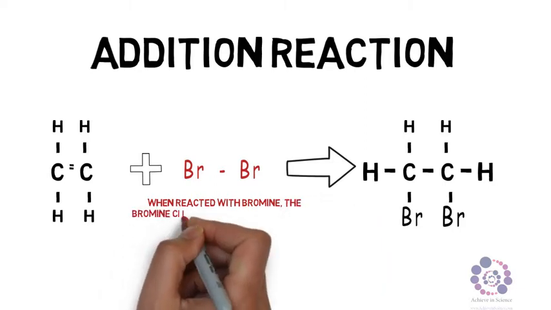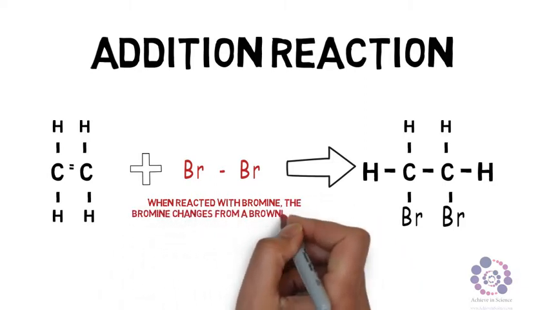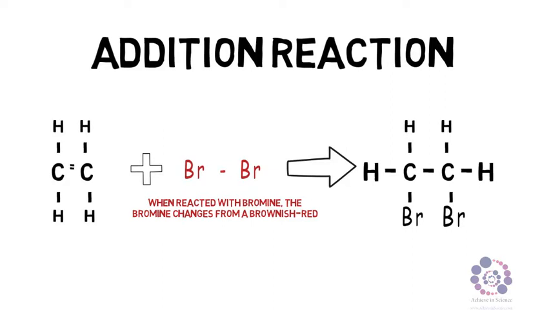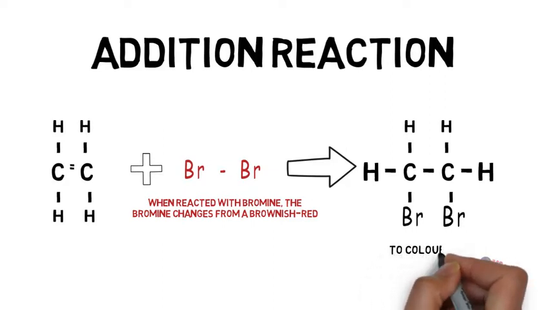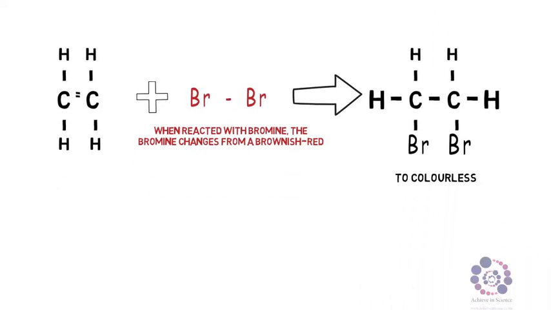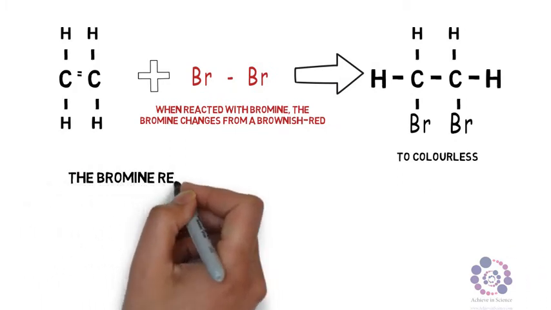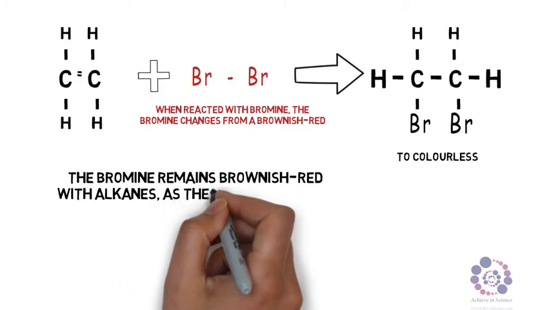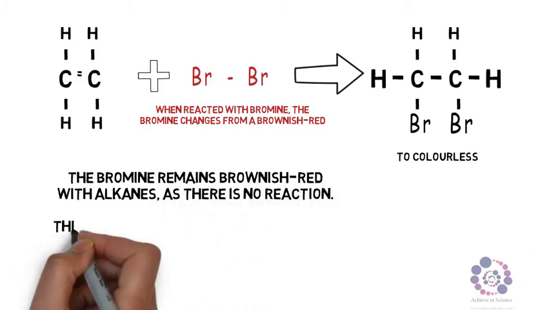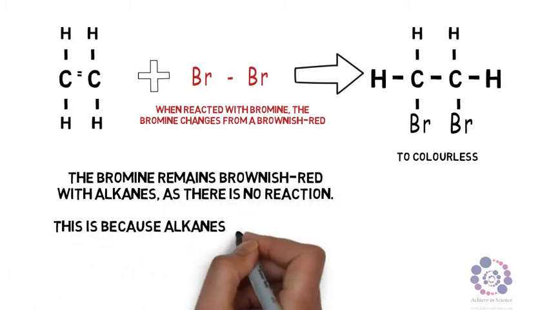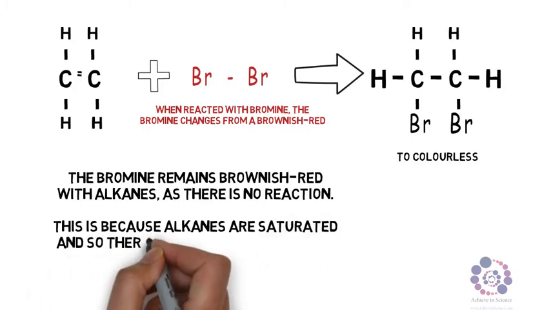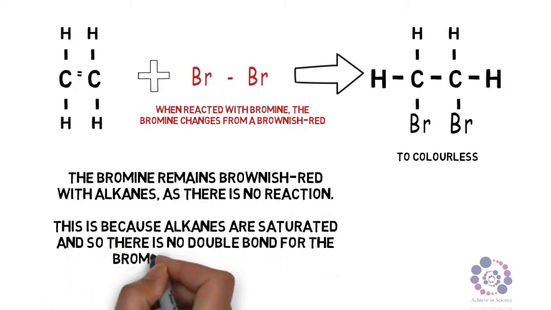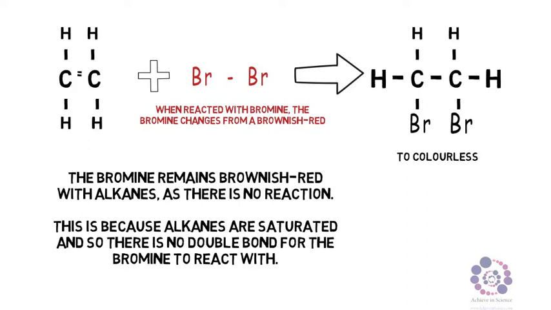So when we react with the bromine, an orangey brownish red solution changes to a colourless solution, and we can use this as a means of determining whether we have an alkane or an alkene. If we had used an alkane, there would have been no reaction. This is because the alkanes are saturated. They don't have the double bond to break open, and therefore the bromine is unable to react with it.